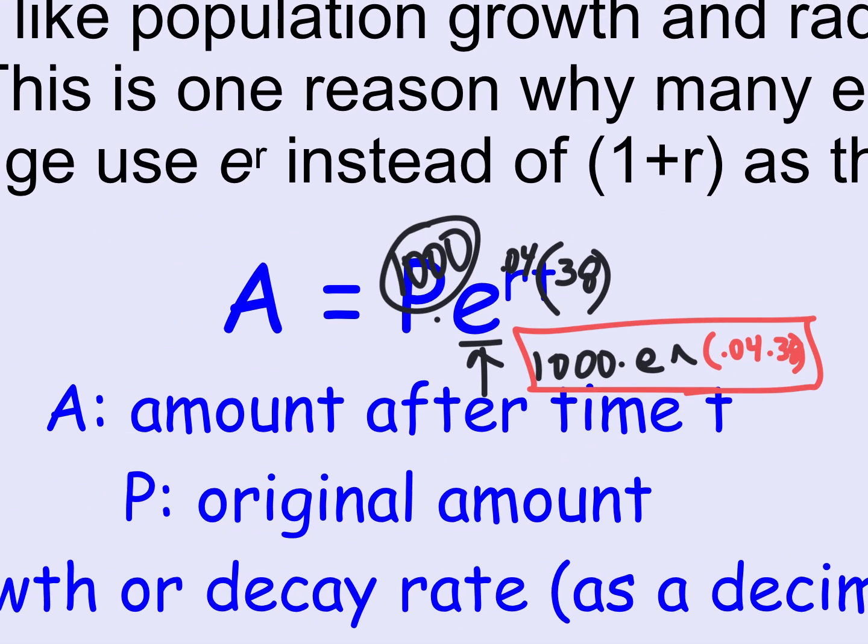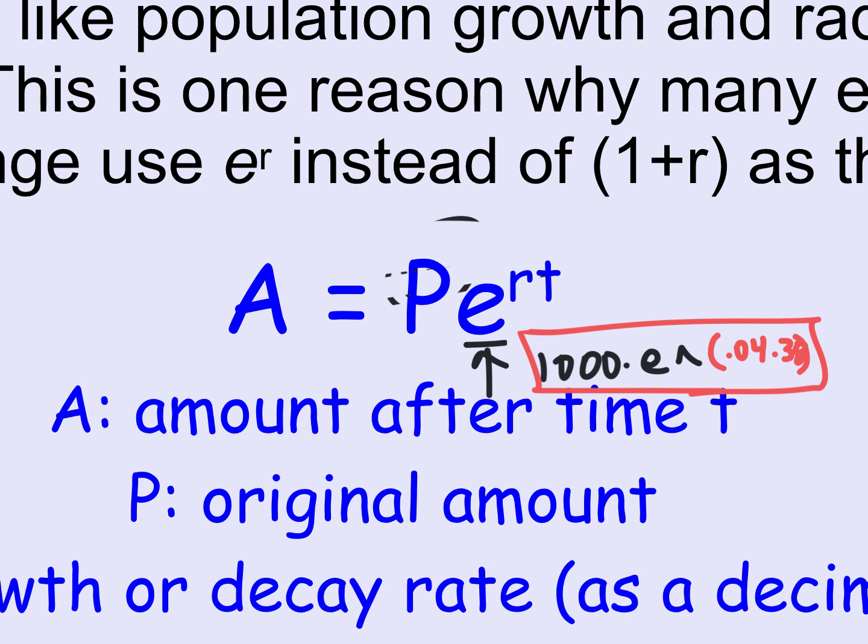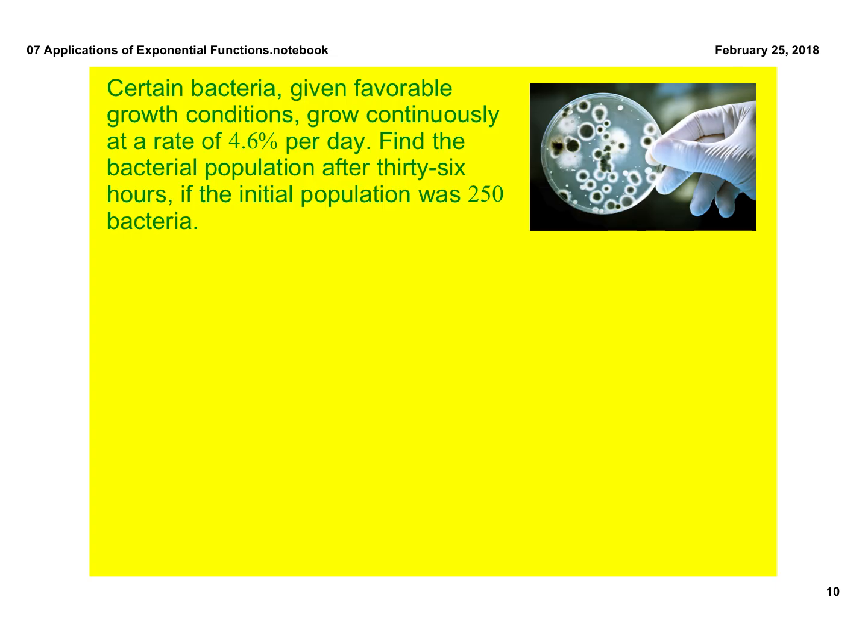PERT is the formula. See if you can tell why I called it that. PERT. Get it? We're not going to give you that on the test. You want to memorize that one. PERT. P times E to the RT. PERT. And PERT will work here. It'll help you memorize it. The amount is PERT, write it out. Stick the numbers in.